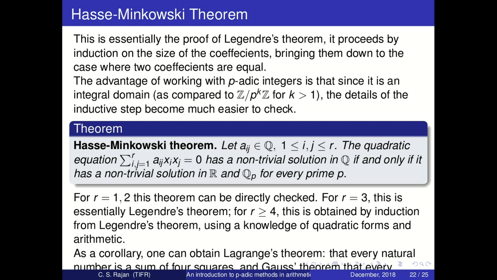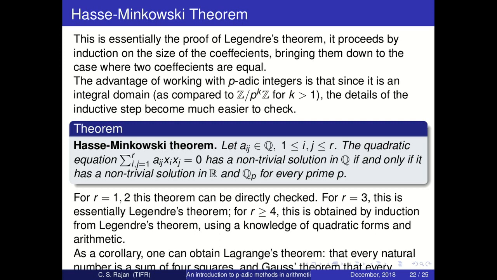So do you have a condition in terms of a_ij itself? I mean, in Minkowski's theorem there is no condition on the a_ij. Yes, I'm just taking a quadratic form. But you cannot give a condition in terms of a_ij for a solution to exist? Yes, the local conditions have to be satisfied. I told you, that is not easy. For example, x squared plus y squared equal to 3z squared does not have a solution. You'll have to check the local conditions.